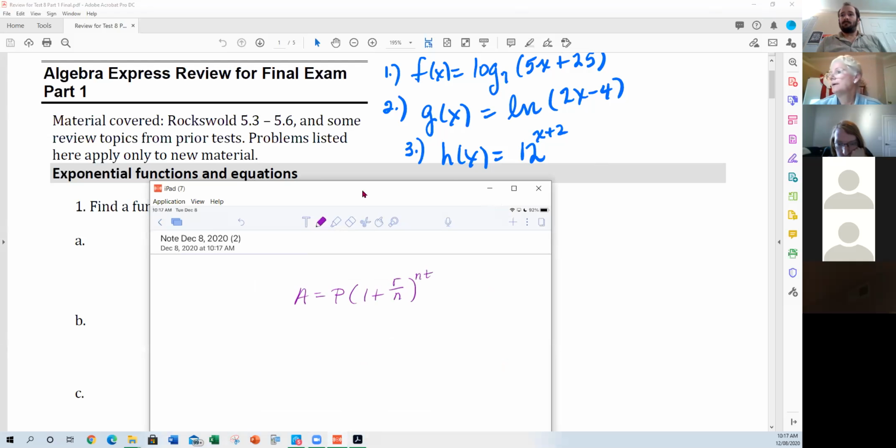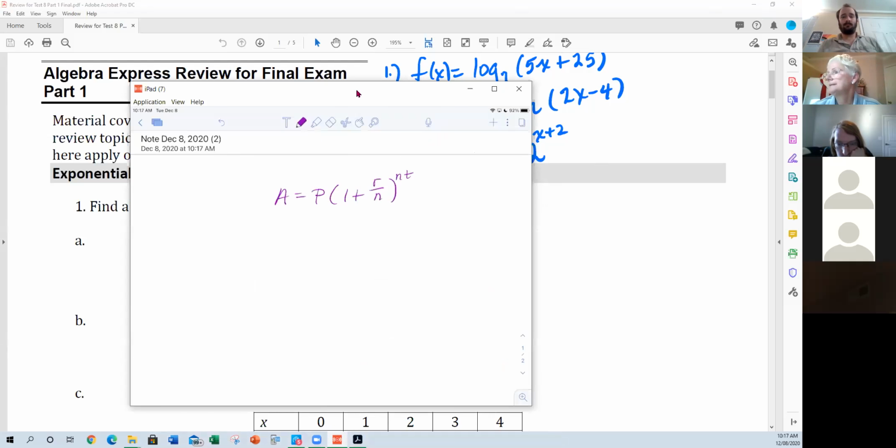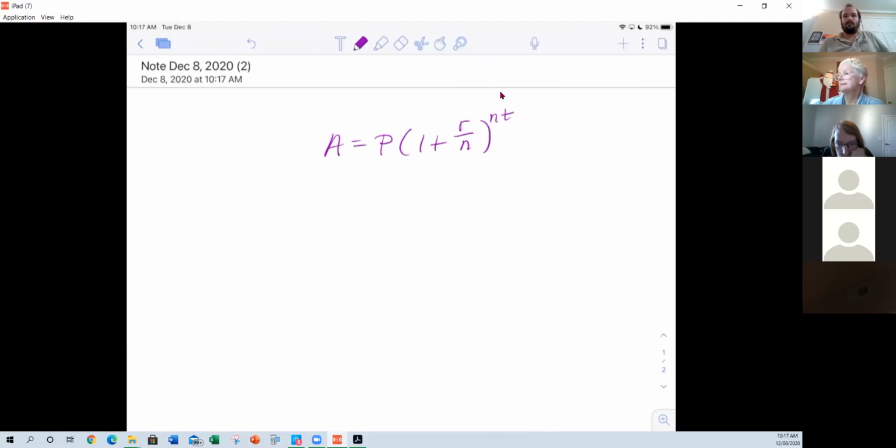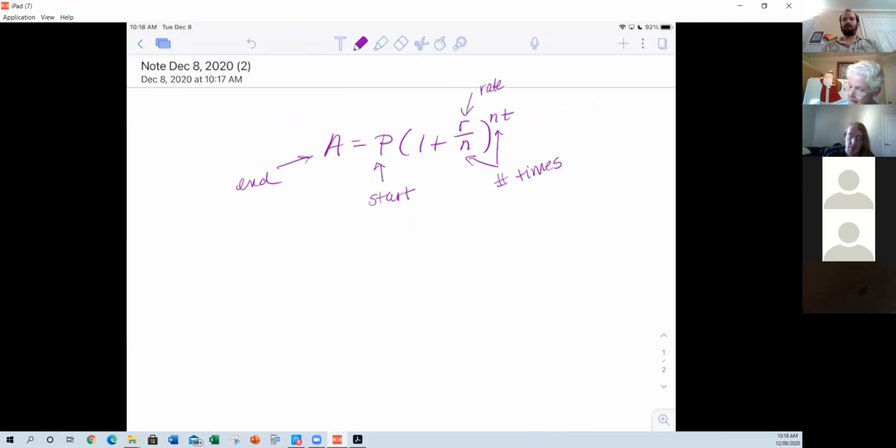What you have to know is what each piece stands for, and you use this formula if they tell you quarterly or monthly or daily or whatever. If it's continuously, you use the PERT formula. So this is the starting amount right here. This is the ending amount. This is the number of times you're compounding. This is your interest rate as a decimal. And this is the number of years.